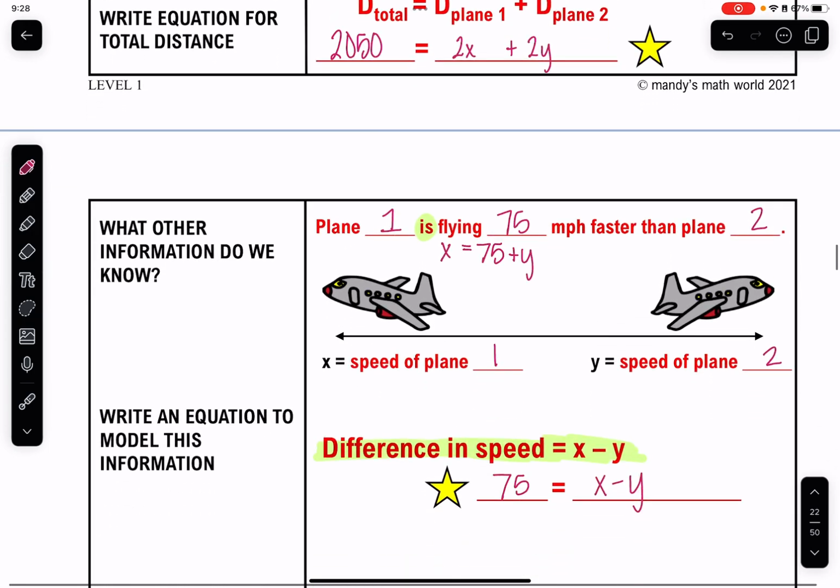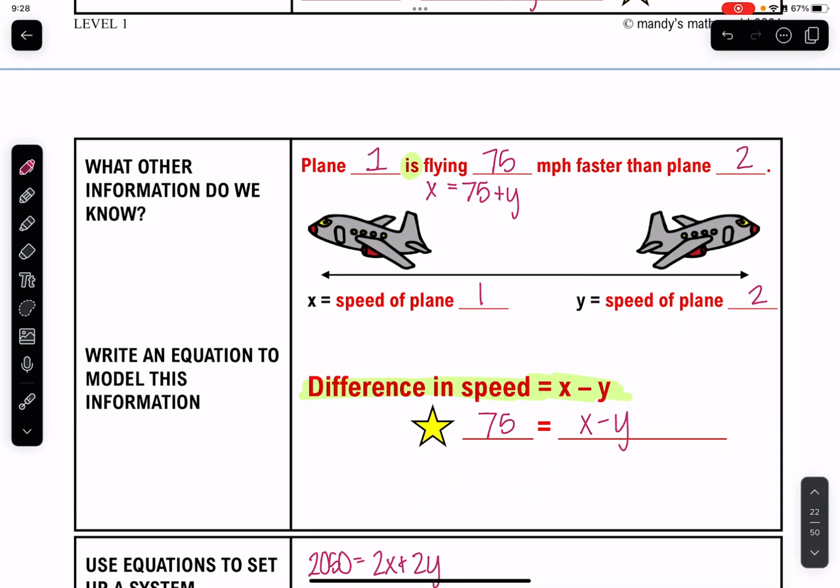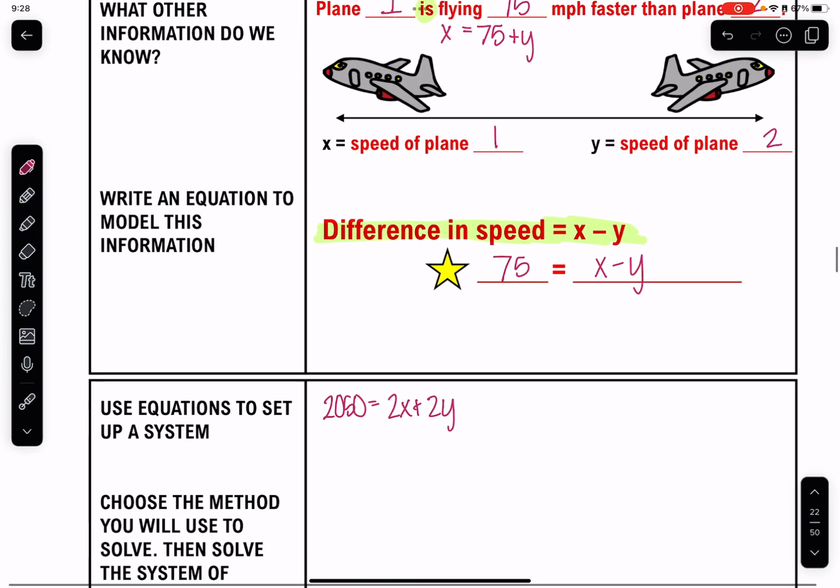And then my other equation was relating the speeds. That way I still have two equations, so I can write either one. I'm just going to write the one that has the star next to it. That's 75 equals x minus y. And I like to, again, stack them on top of each other, so maybe that will help me figure out a little bit easier how I can solve.